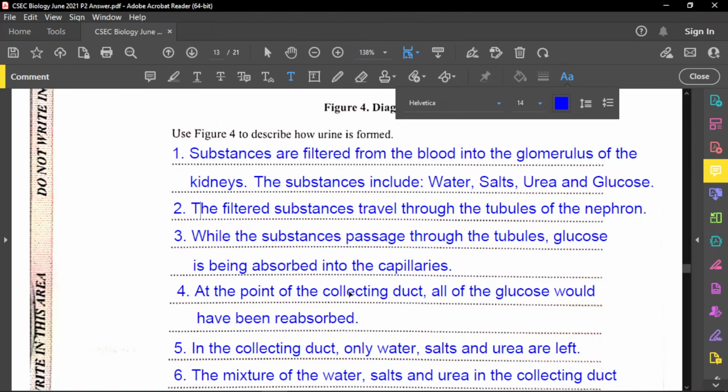And so at this point of the collecting duct, all of the glucose, I should say, I keep saying glomerulus in my head, so all of the glucose would have been reabsorbed by this point.